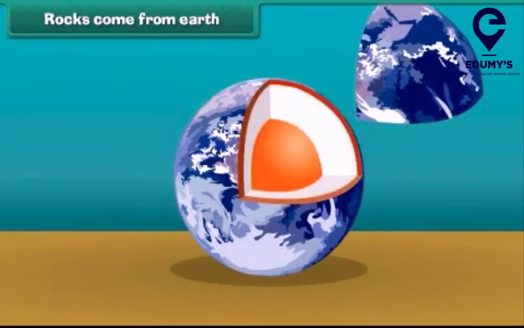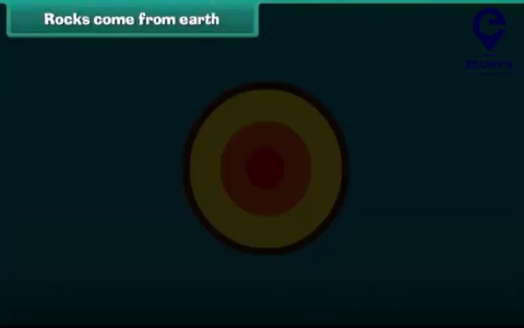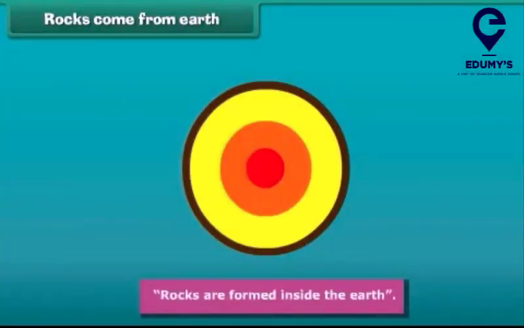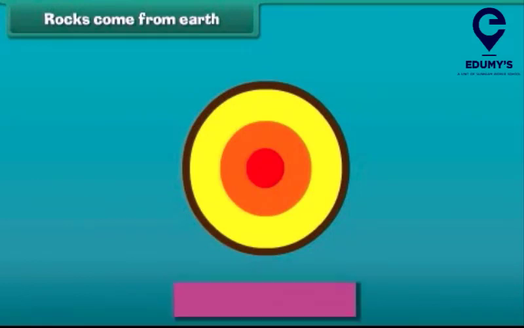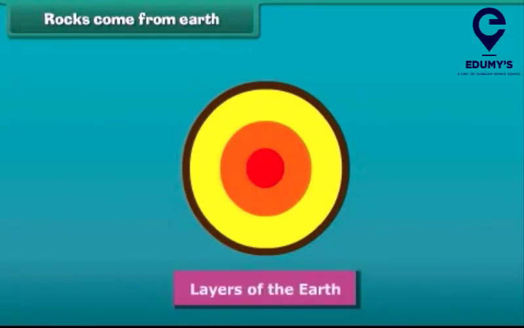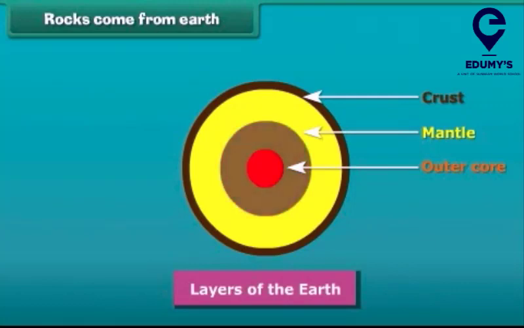All rocks come from the earth, and all three layers of the earth are made up of rocks. So we can say that rocks are formed inside the earth. The outermost layer of the earth is called the crust, which is formed by solid rocks and soil. The middle and innermost layers are known as the mantle and the core respectively. The mantle and outer core are very hot due to high temperature, so rocks are found beneath in melted form. In the inner core, rocks are solid due to high pressure.